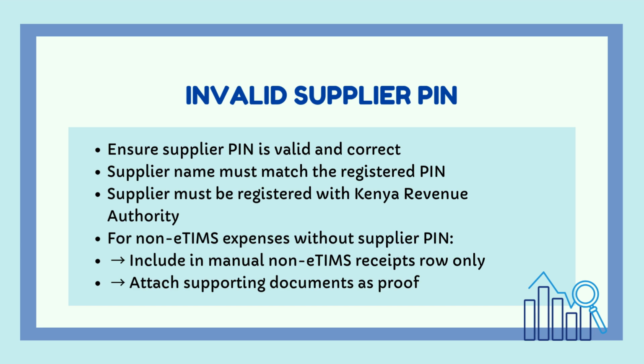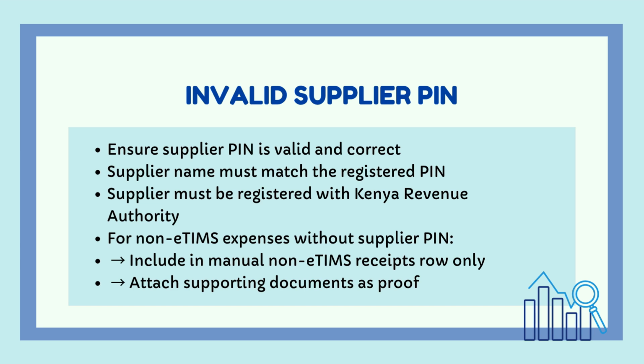Now, for non-eTIMS expenses that do not have a supplier PIN, what do you do about them? You should include them, and they should be captured under the manual non-eTIMS receipts row I explained in the previous video in your return template. Wherever there is that allowance, you include the total amount of expenses, non-eTIMS expenses, those with supplier PIN, those without supplier PIN, all of them together.